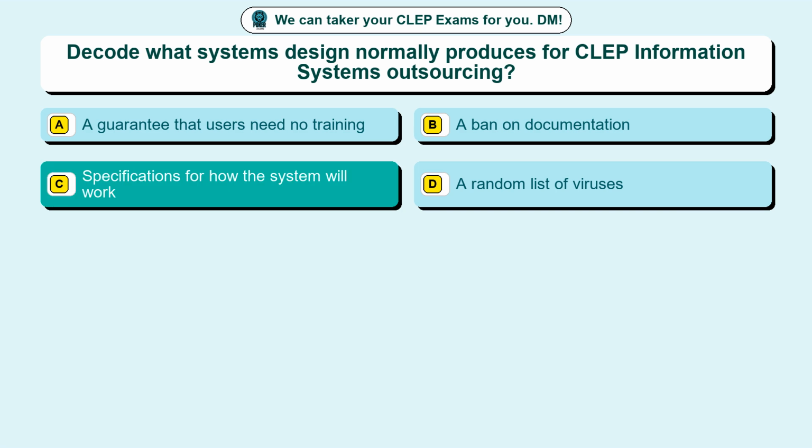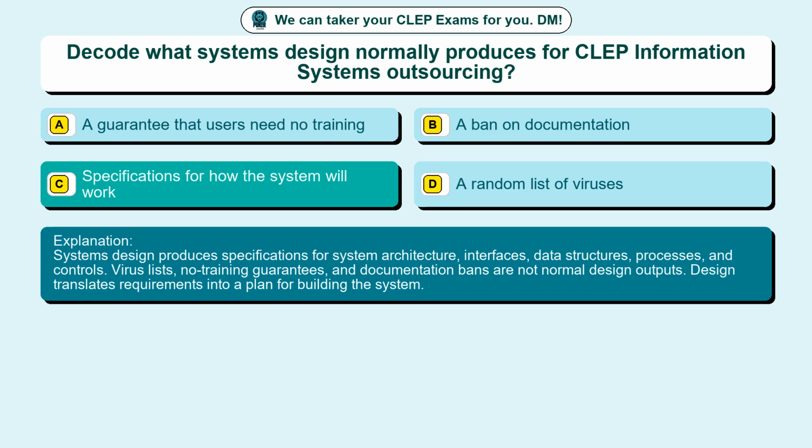Specifications for how the system will work. Systems design produces specifications for system architecture, interfaces, data structures, processes, and controls. Virus lists, no training guarantees, and documentation bans are not normal design outputs. Design translates requirements into a plan for building the system.